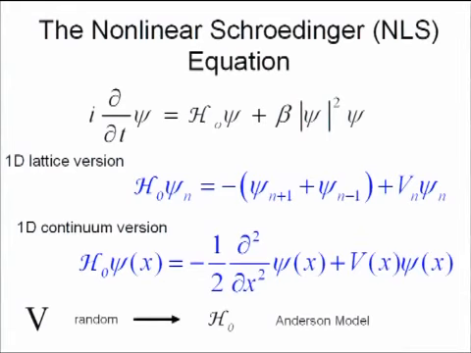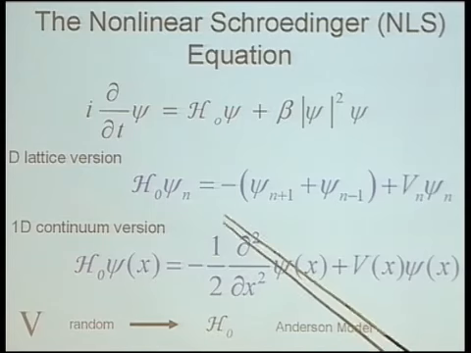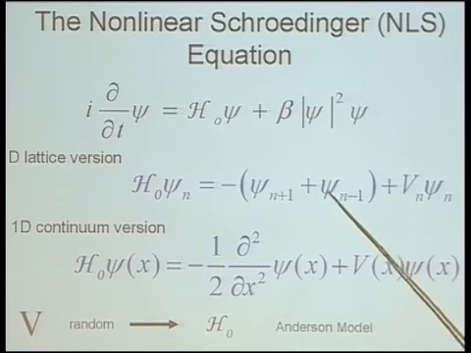Our purpose is to study the nonlinear Schroedinger equation, where this is the usual Schroedinger equation, and we add here the nonlinear term. There are two versions. There is the lattice version, where these are points of the lattice, and psi is the wave function. There is the continuum version, and if the potential V is random, we have the Anderson model.